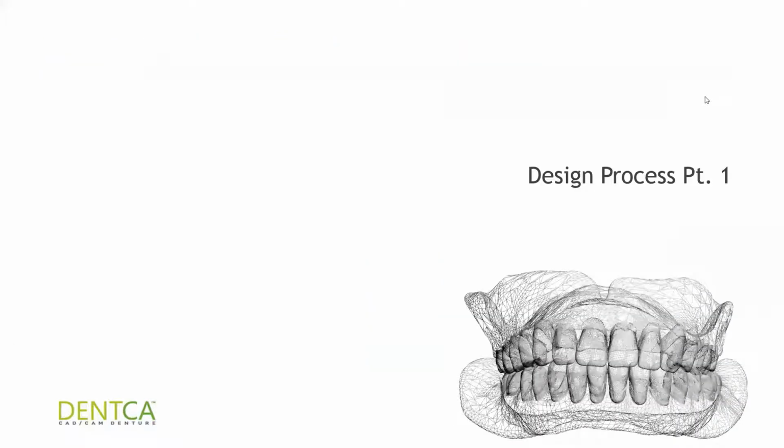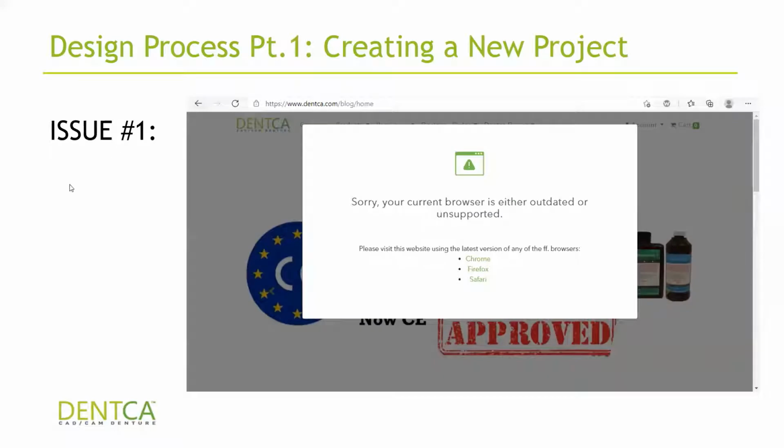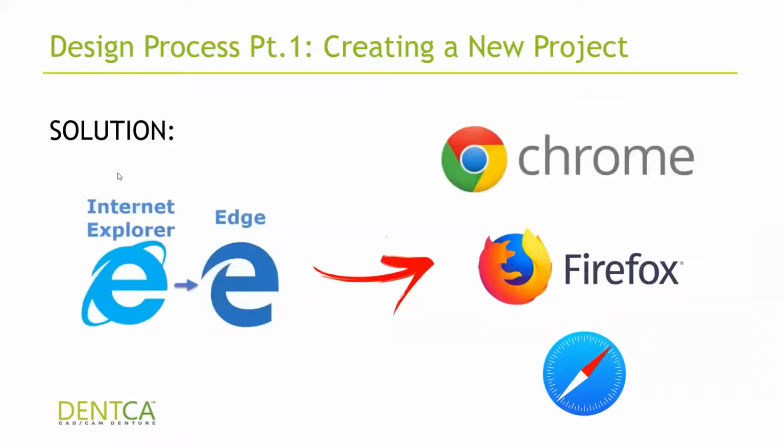Then let's go a little bit into the design part so I can explain some things, and we're going to go back to the other 2 points that I wanted to cover. So normally when you're about to place an order online, you go to dentca.com, and this could be the first issue that you encounter. You go online, you type the website name, and you get this error that says, sorry, your current browser is either outdated or unsupported.